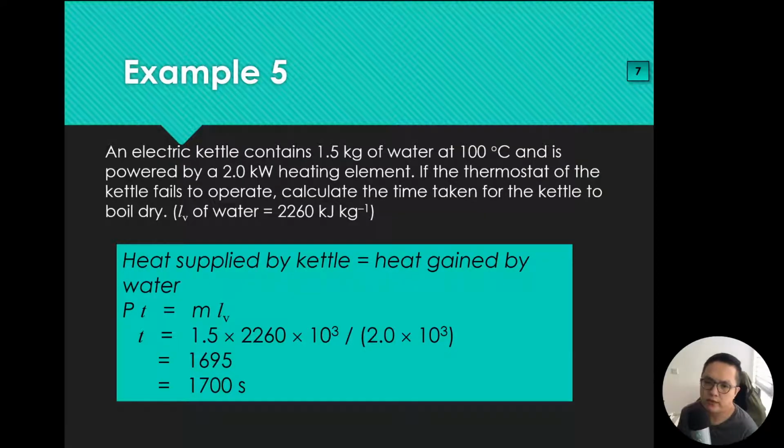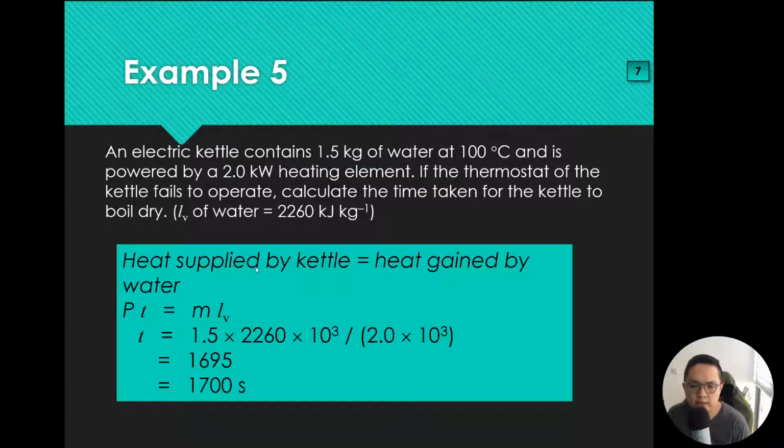In example 5, we have 1.5 kg of water heated by a 2000 watt heating element. In most kettles there's a thermostat. What it does is that once the water temperature hits 100 degrees Celsius, it's assumed to be boiling, and after a while the thermostat will switch off the kettle. This prevents your water from being completely boiled off. If the thermostat fails to operate, the water will keep on boiling until it is all gone.